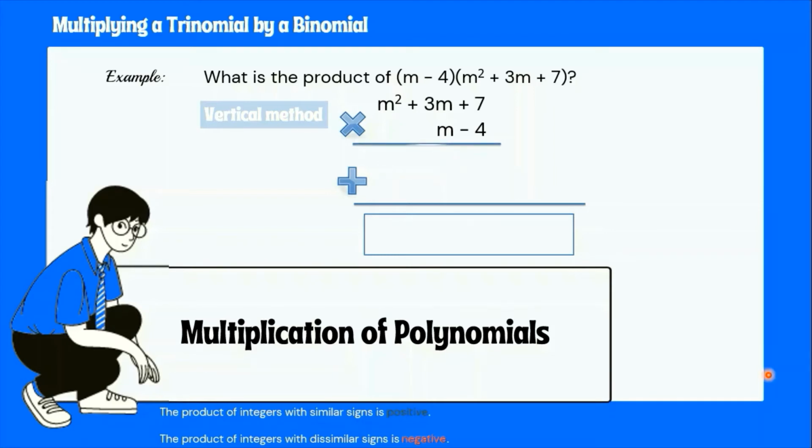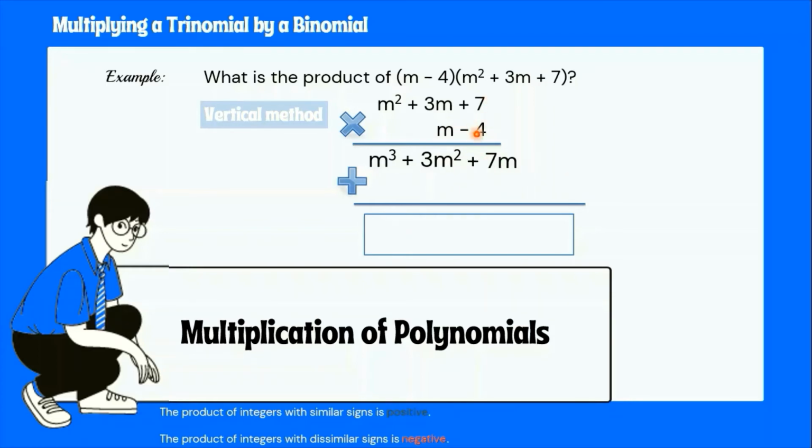Ang una nating i-multiply dito ay yung first term muna. First term left to right and then second term left to right. Unahin nating i-multiply yung m multiplied to m squared. Yun ay magiging m cubed dahil yung exponent nila ay 1 plus 2 is equal to 3. Next, m multiplied to 3m. Ang sagot ay magiging 3m squared. Dahil itong m ay may invisible 1 na numerical coefficient, 3 times 1 ay equal to 3. And then, yung exponent na ng ating m na variable ay 2 dahil meron silang invisible exponents 1 plus 1. Next, m multiplied to 7 ay magiging 7m.